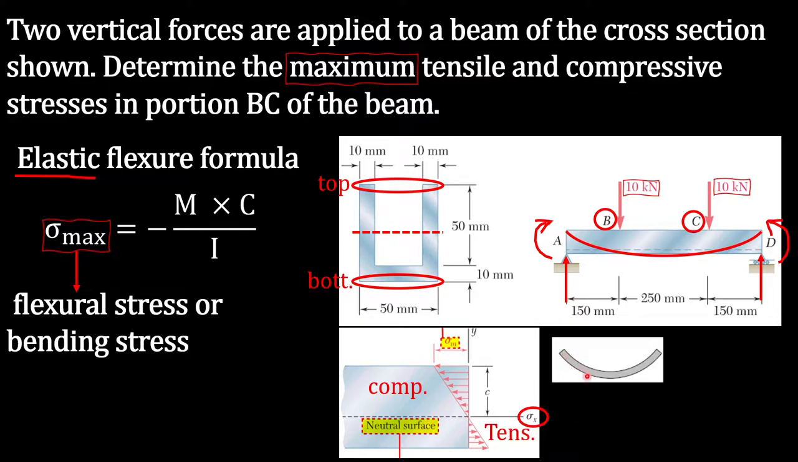So when we have a beam that concaves up, at the top we will have compression, at the bottom we will have tension. And when we find the moment, it will be a positive moment. When we have a beam that concaves down like this, tension will be on the top, compression will be on the bottom, and when we find the moment, it will give us a negative moment. So our goal is to find the maximum normal stress. So first thing, we want to find the moment.